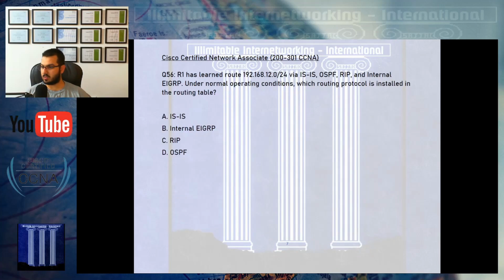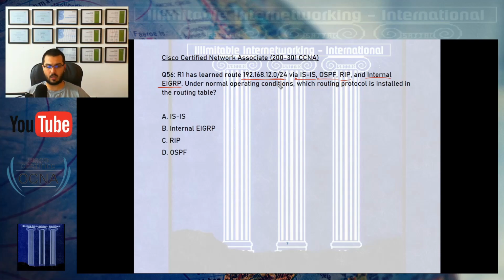For question 56, R1, I don't see R1, but let's see. Okay, no problem. R1 has learned a route from this destination, or from this source, via ISIS (intermediate system to intermediate system), OSPF, RIP, and an internal EIGRP. So under normal operating conditions, which routing protocol is installed in the routing table?